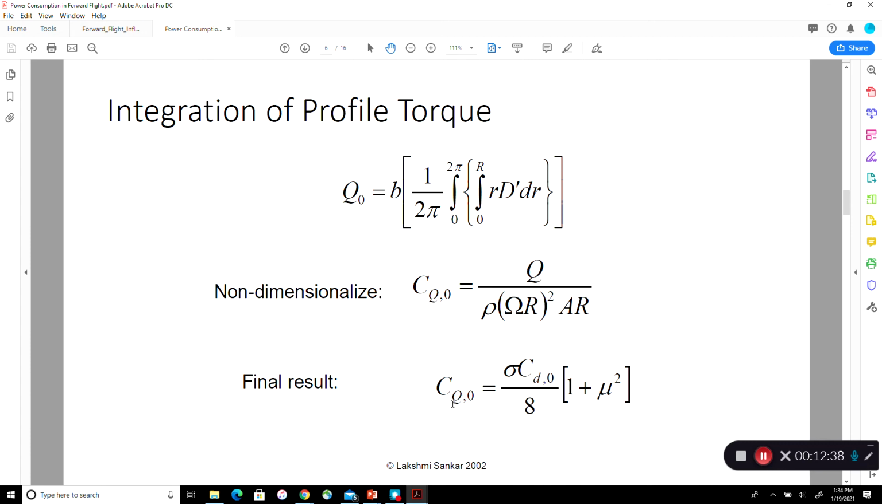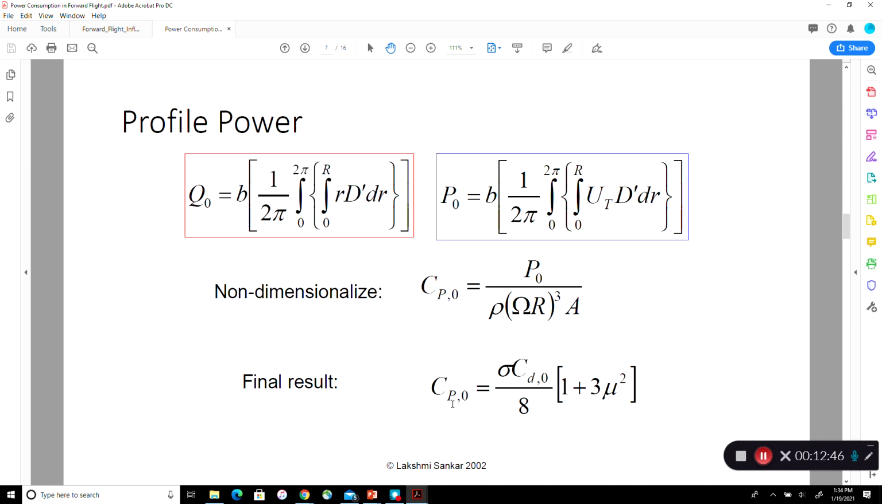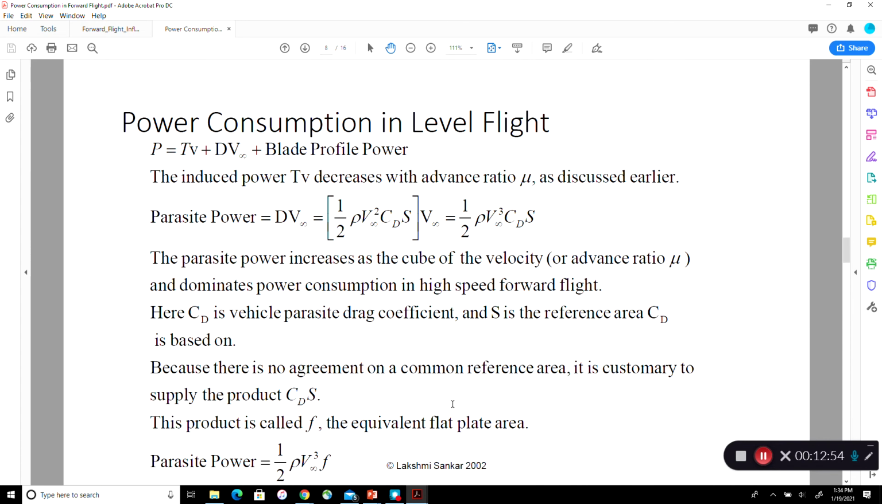CQ naught simply means, like CD naught is a profile drag, CQ naught is the profile torque. CP naught is the profile power of the blade. So all we have to do is add this profile power to the induced power and the parasite power that we did earlier. Then we are in business. This is the total power consumed by the rotor, even the whole helicopter in forward flight, because the rotor is the sole source of supplying this power.